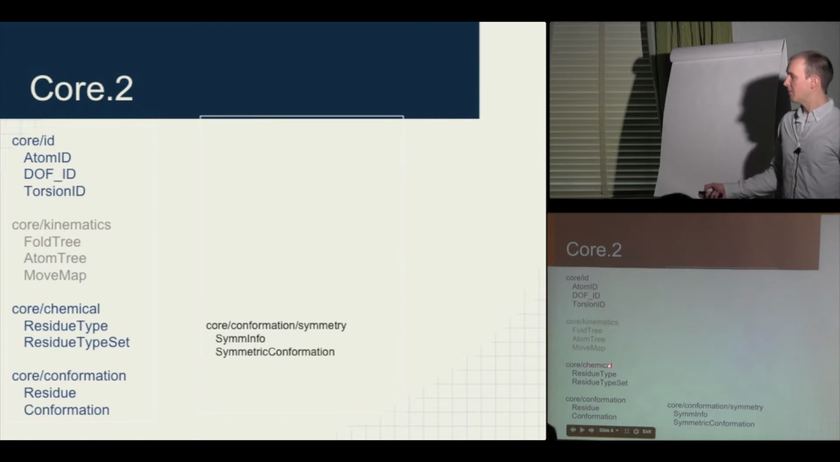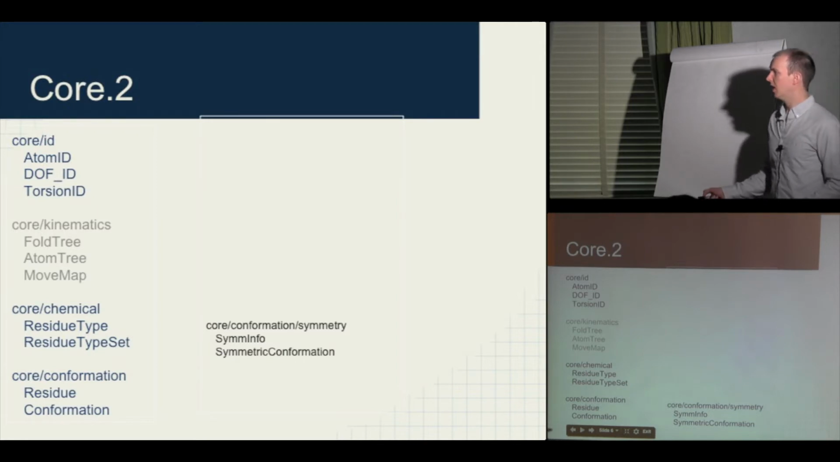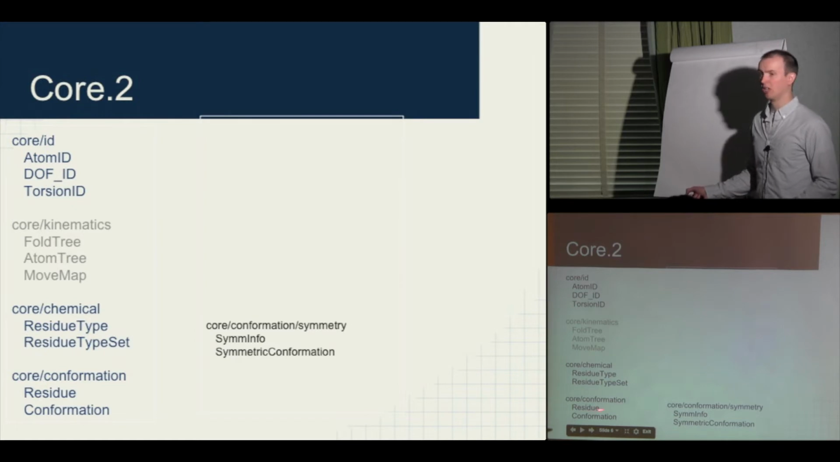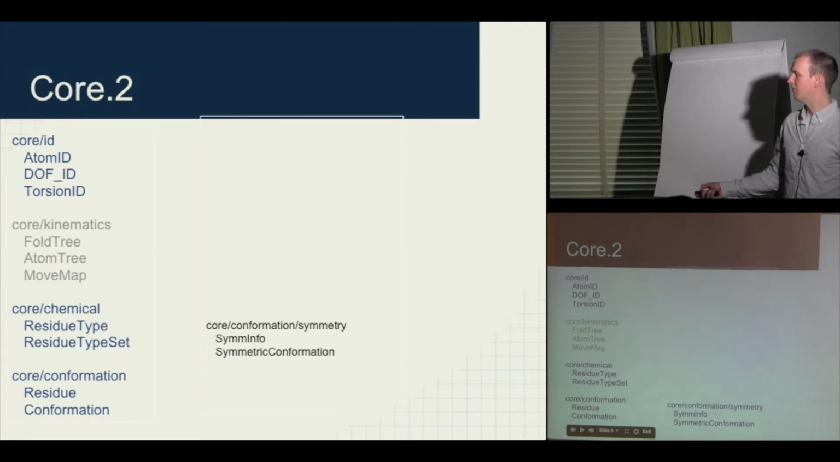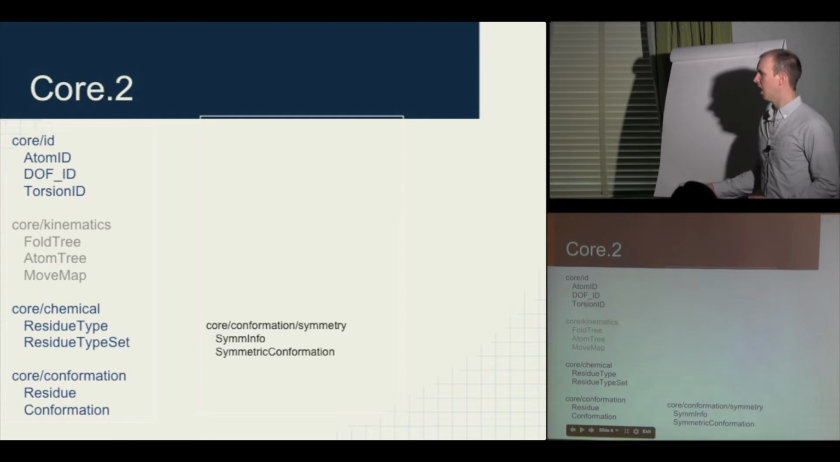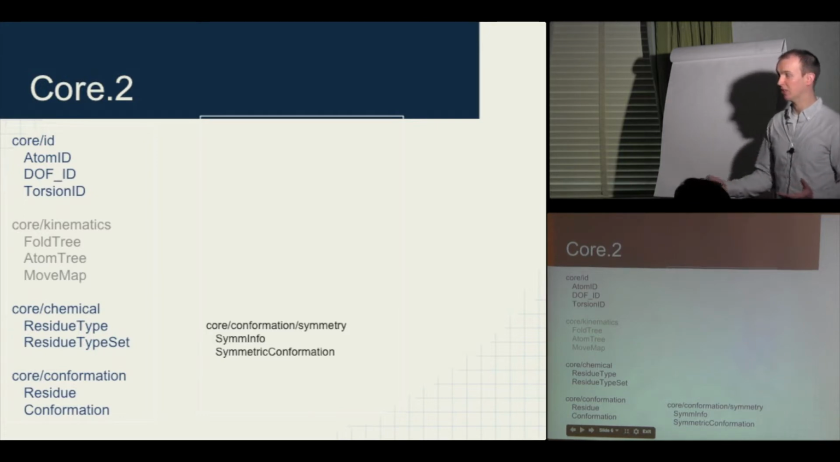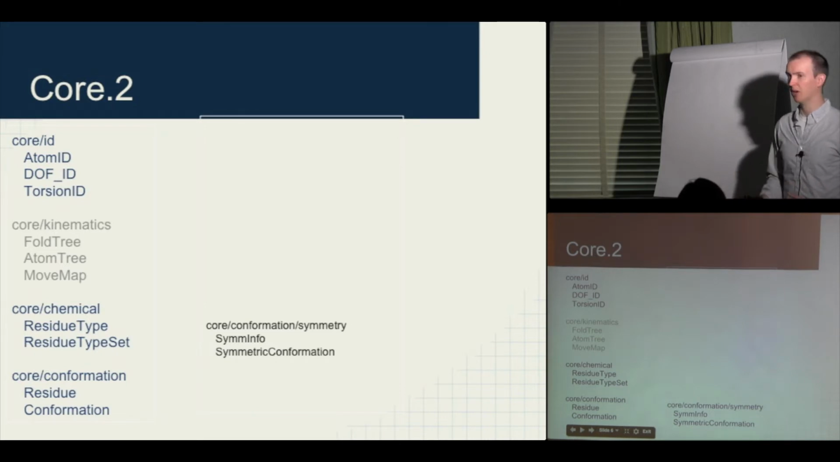There's also the chemical directory, which has some highlights including residue type and residue type set. Residue type has a special relationship with class residue in core conformation, and I'll talk about that in some amount of detail. Conformation has residue, as I just mentioned. It also has conformation, which you interacted with just a little bit yesterday, which describes the whole Euclidean and internal degrees of freedom of a system.